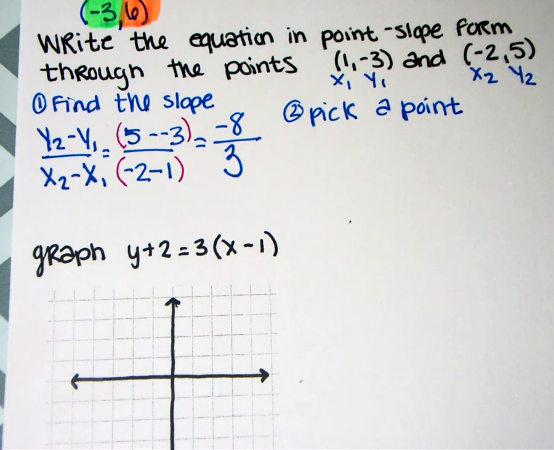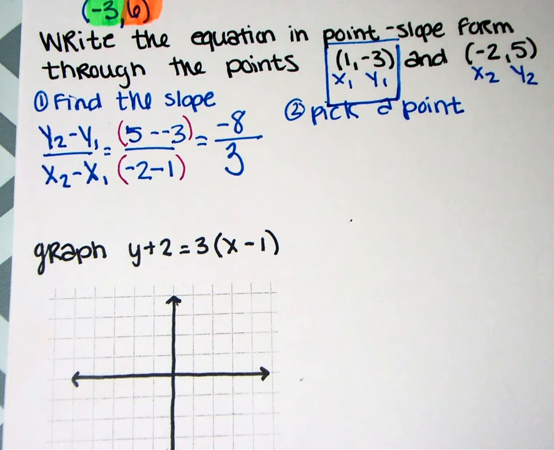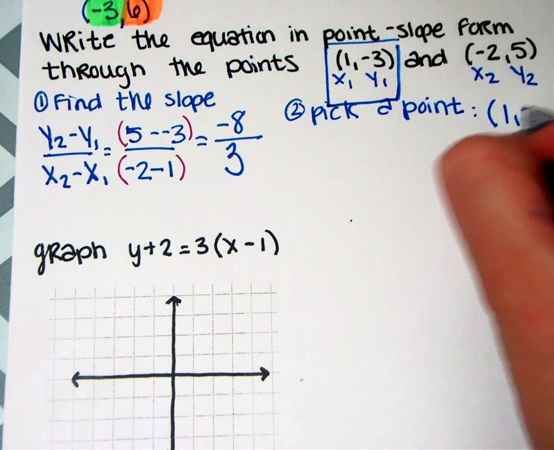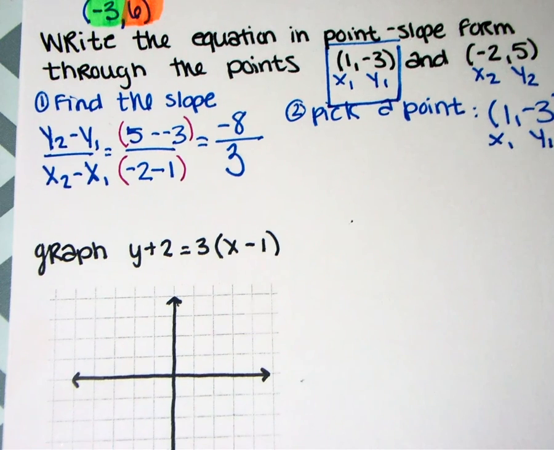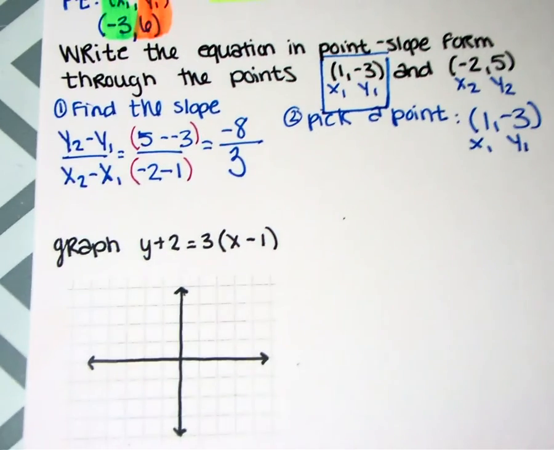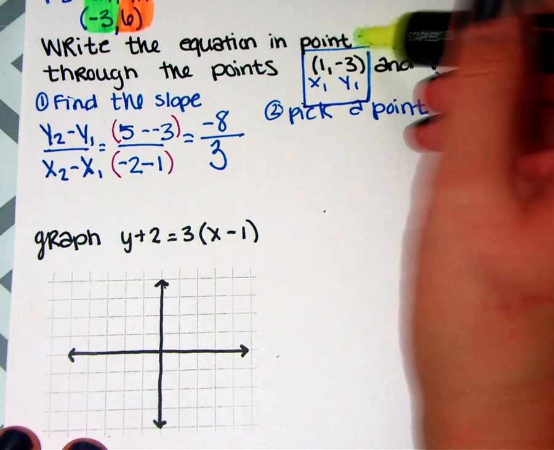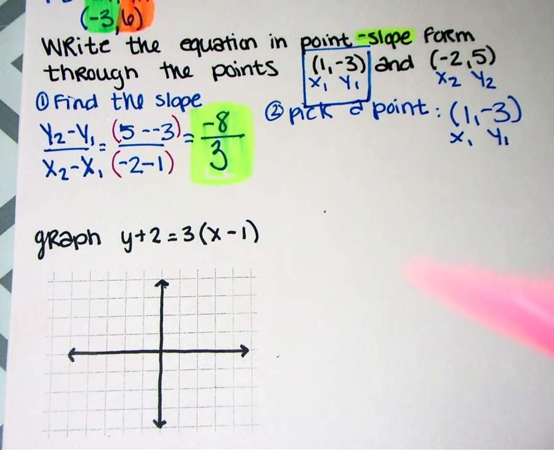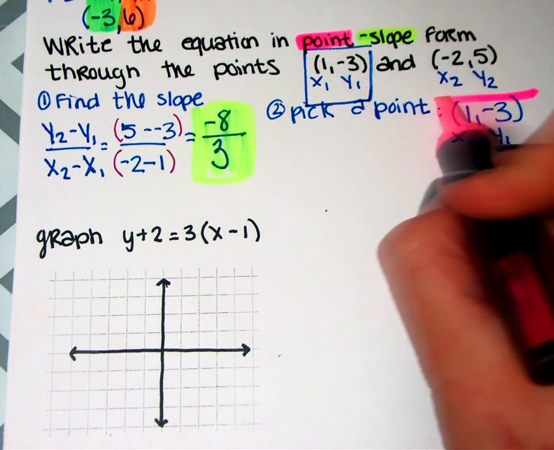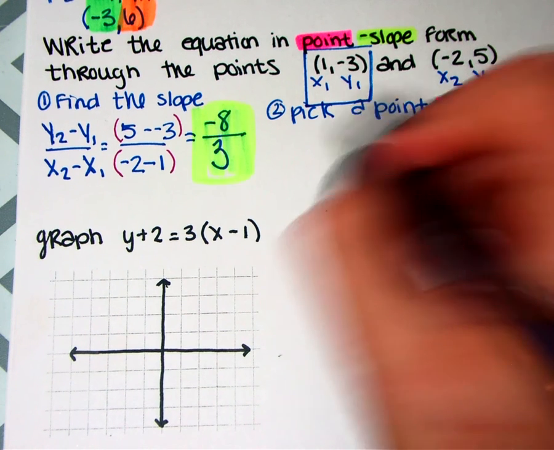So I'm just going to go ahead, and since I know my point slope form uses x1 and y1, I'm going to go ahead and just use the point that's already labeled x1 and y1. So I actually don't even need to think about relabeling it. It's already labeled for me. So in this problem, I have exactly what I need. I needed a slope. I found the slope. I needed a point. I have chosen a point. And now all there's left to do is substitute.